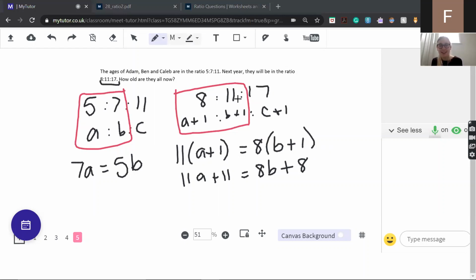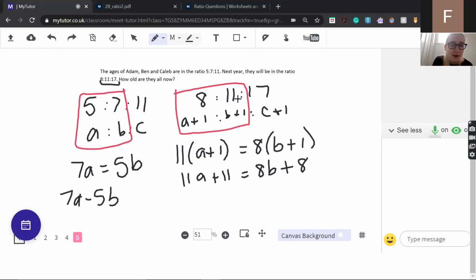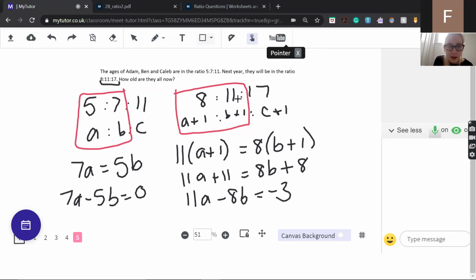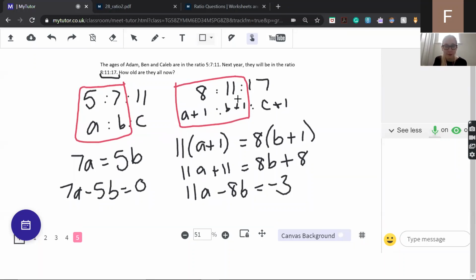So now we're going to make these somewhat nicer. We'll make them more like our familiar simultaneous equations. So we'll make this 7a minus 5b equals 0, and we'll make this 11a minus 8b equals minus 3. Hopefully you can see where I got that. So here I just subtracted 5b, and here I subtracted 8b, and I also subtracted 11. Maybe just watch this back and have a think, but I don't want to dwell too much on the algebra.